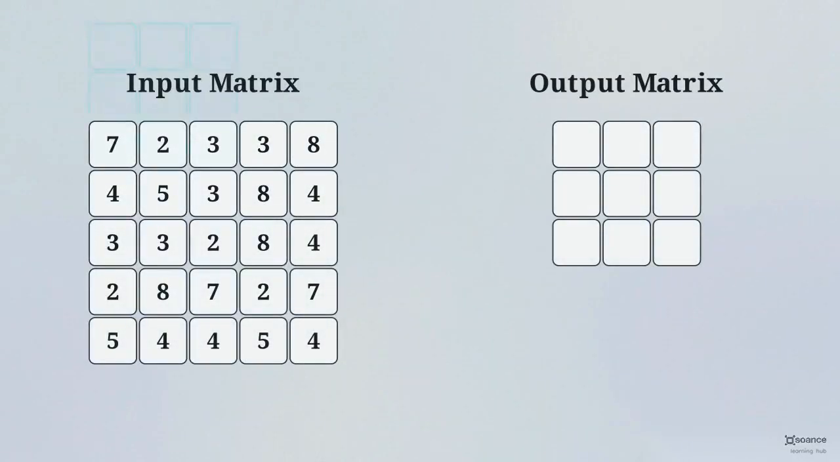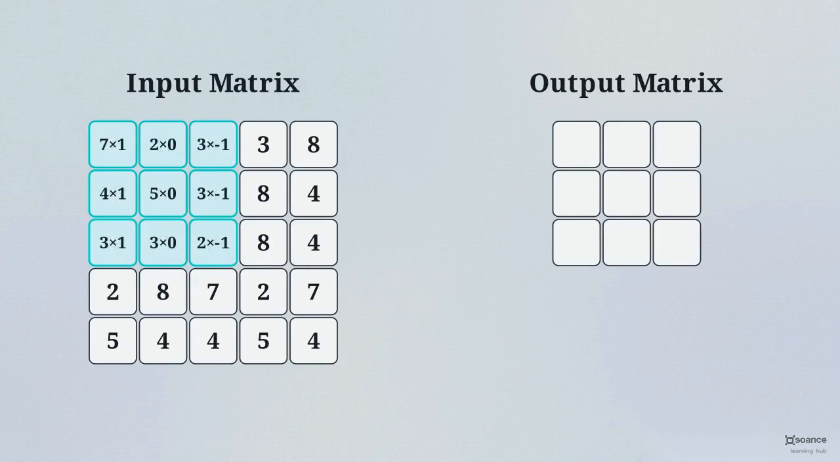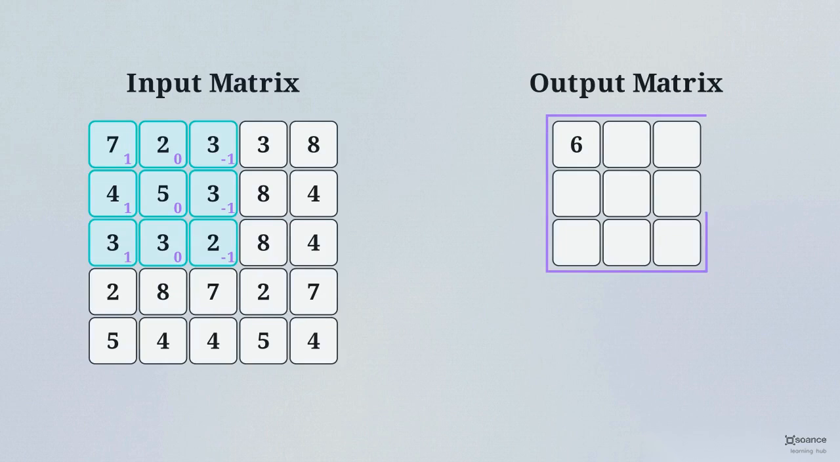Step 1. We place our convolution kernel on the exact top left corner of the input matrix. We multiply corresponding elements of the overlapping regions, like a 7 and a 1, moving sequentially through the grid. Once we have the multiplication results for every overlapping cell, we add them together. We take this single final sum and place it directly into the first cell of the output matrix.